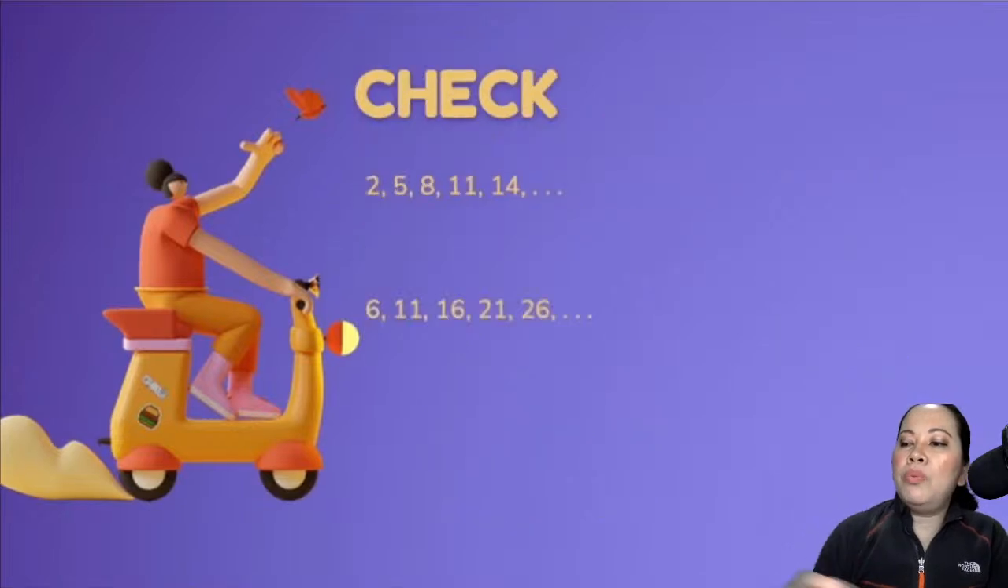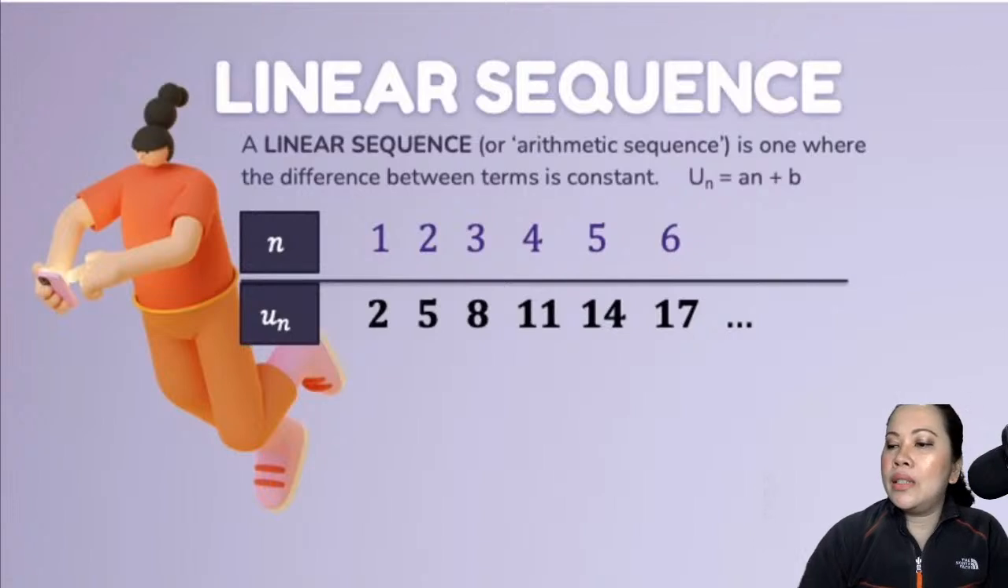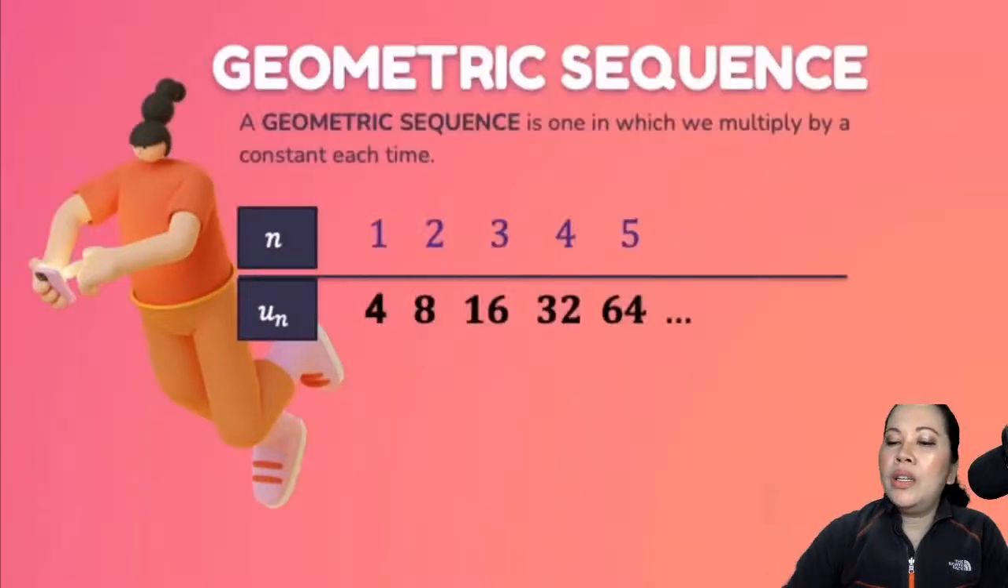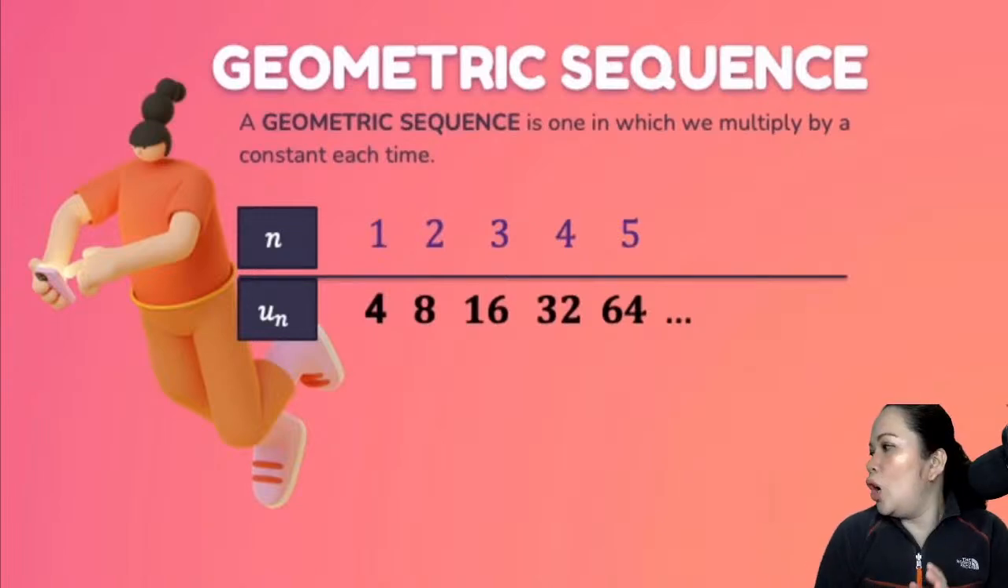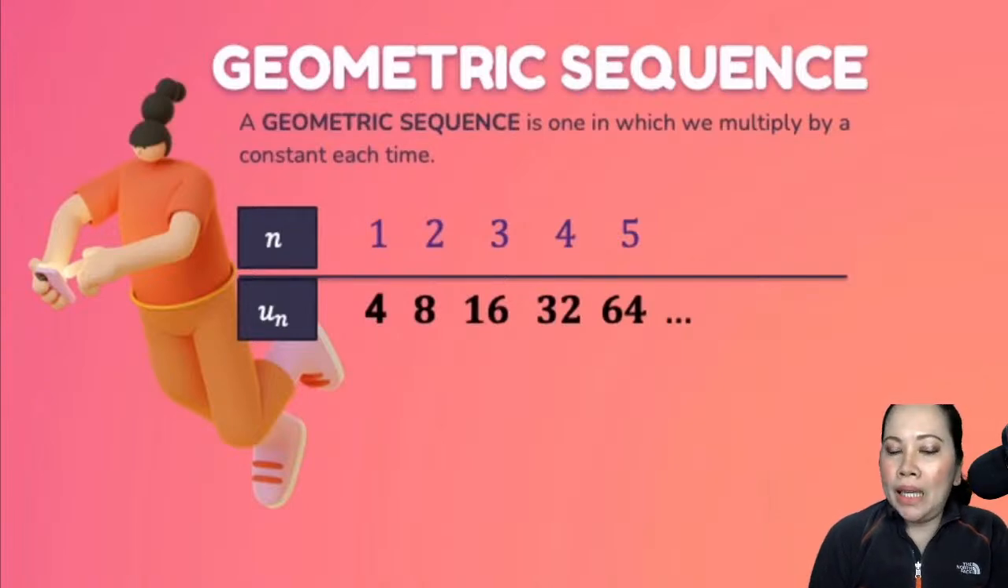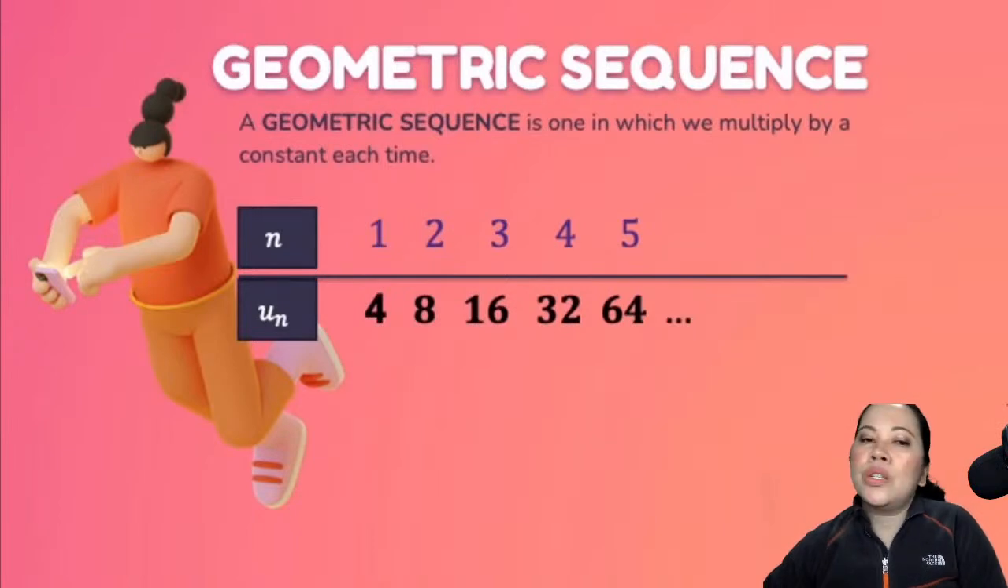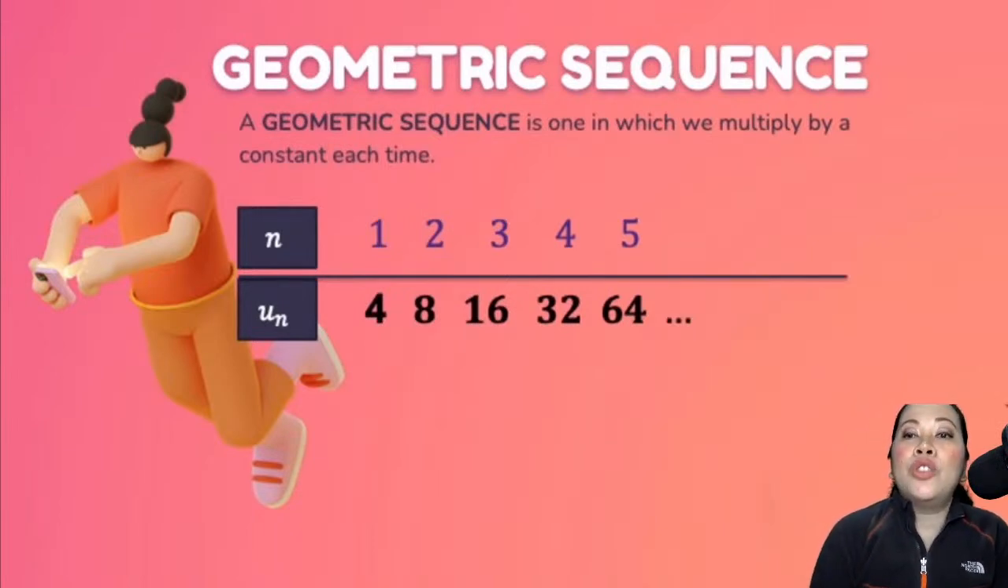So tonight we will be doing the 2 other sequences. Not linear sequences anymore, but we have our geometric sequence. When we say geometric sequence, it means that the sequence has a multiplicand or a ratio. That means you have to multiply by a certain constant value each time. So that is what we mean by geometric sequence.